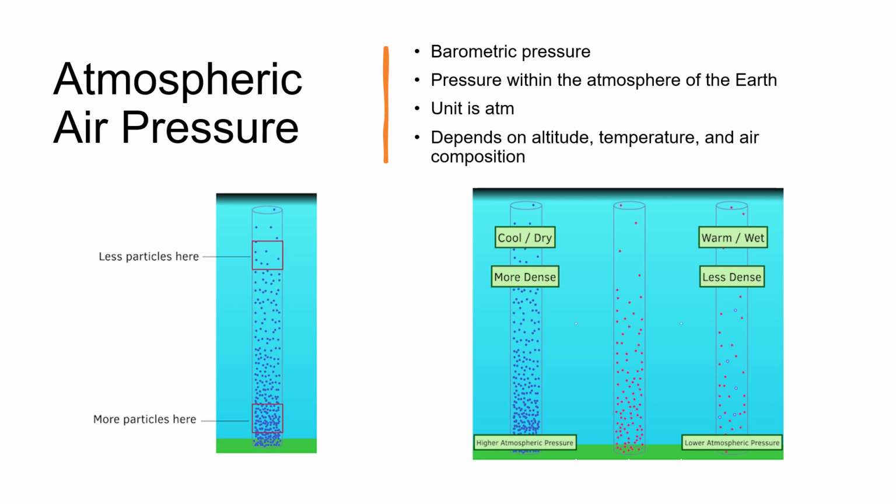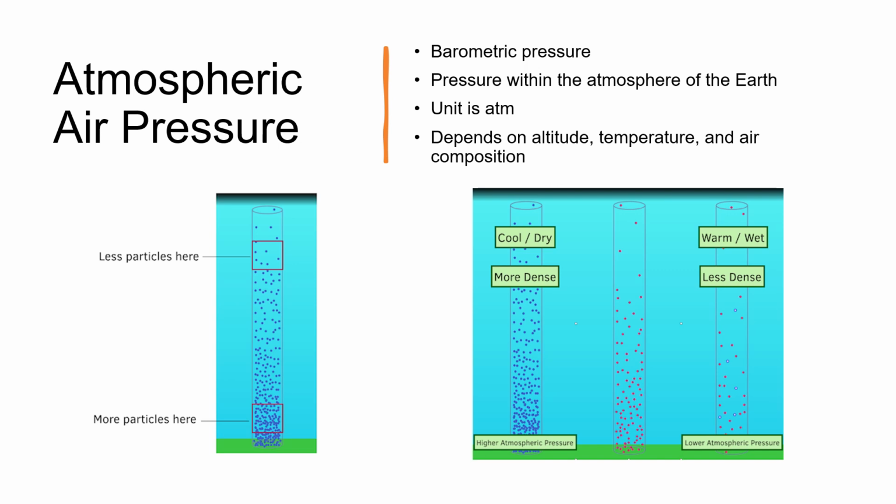Standard atmosphere, or ATM, is a unit that can be defined by a lot of different measures of pressure, and the ATM unit is roughly equivalent to sea level atmospheric pressure on Earth. So Earth's atmospheric pressure at sea level is about 1 ATM. This sort of air pressure is directly related to things like altitude, temperature, and air composition.